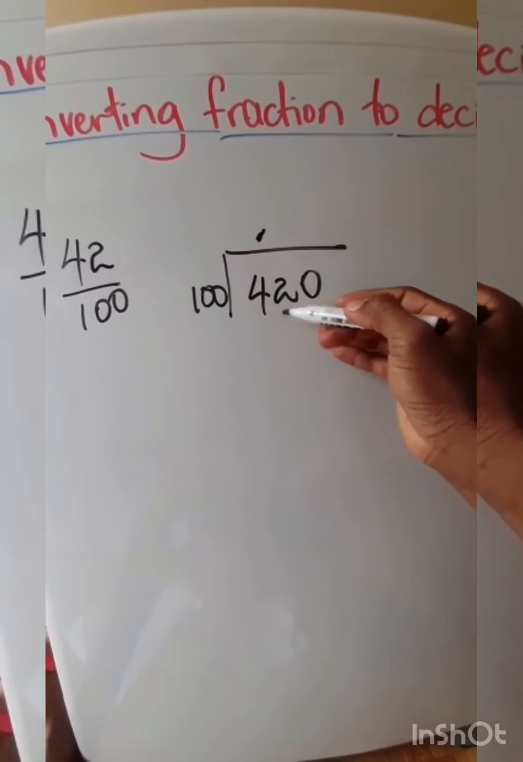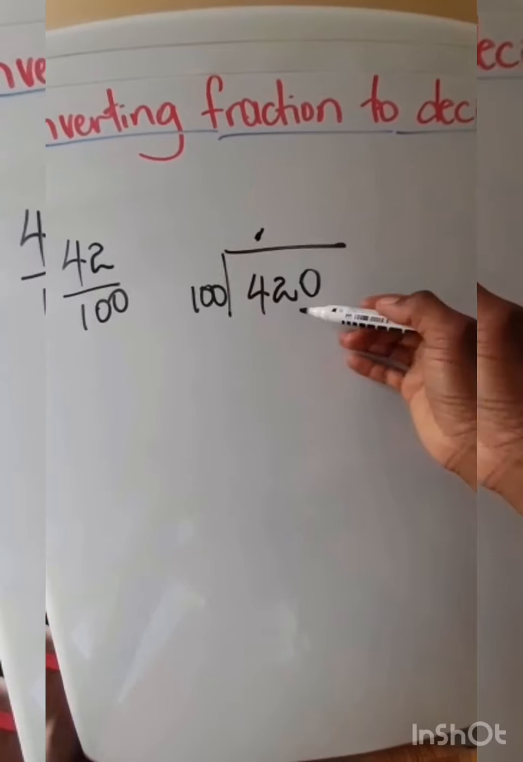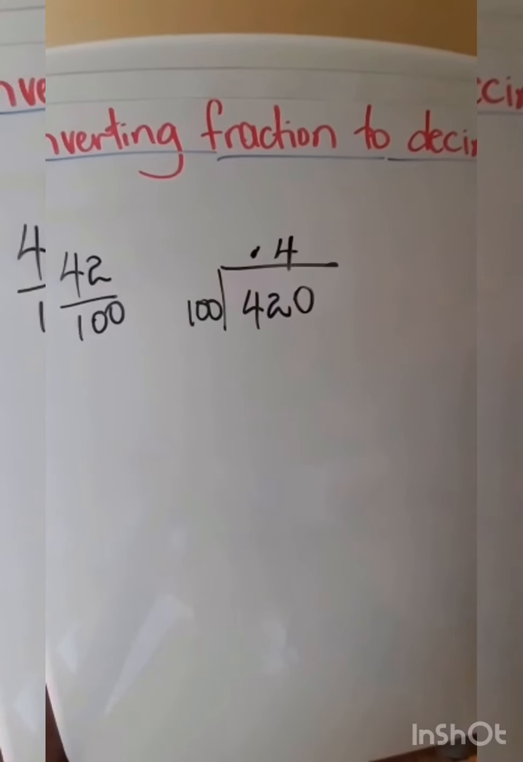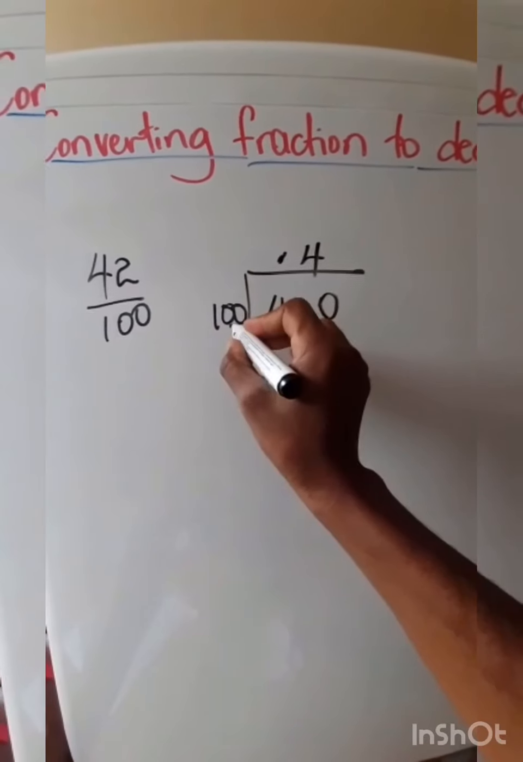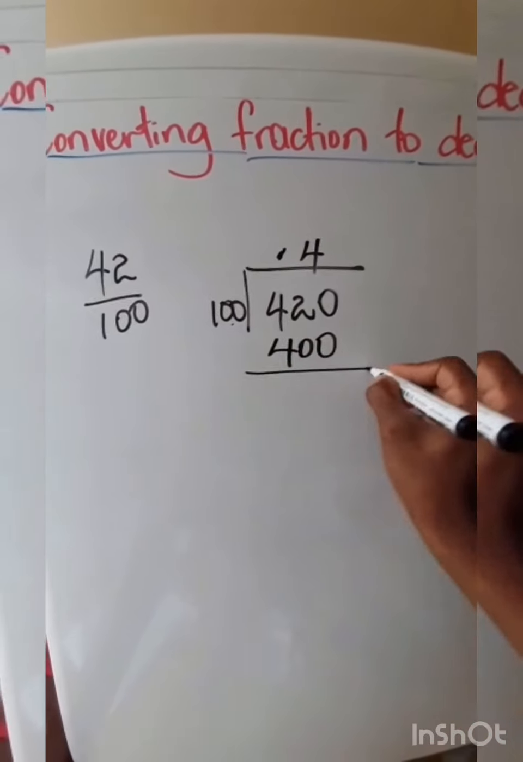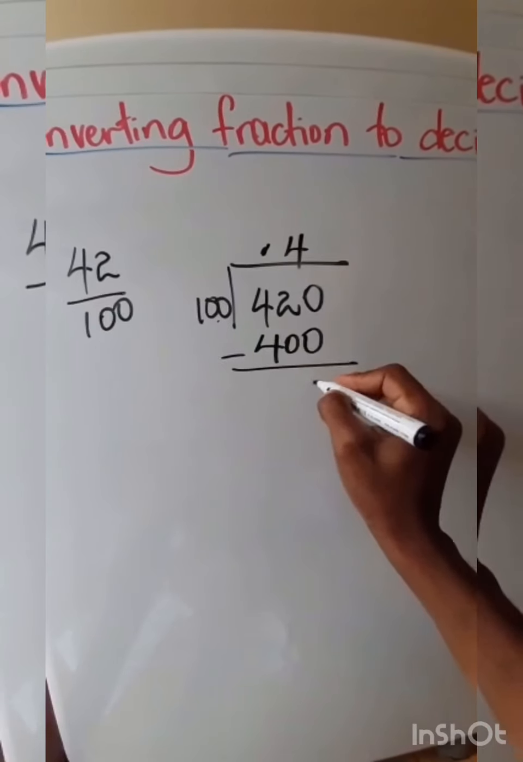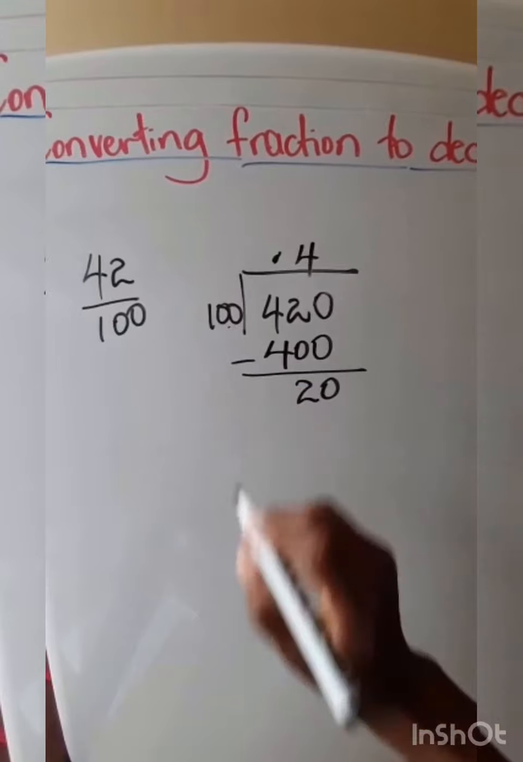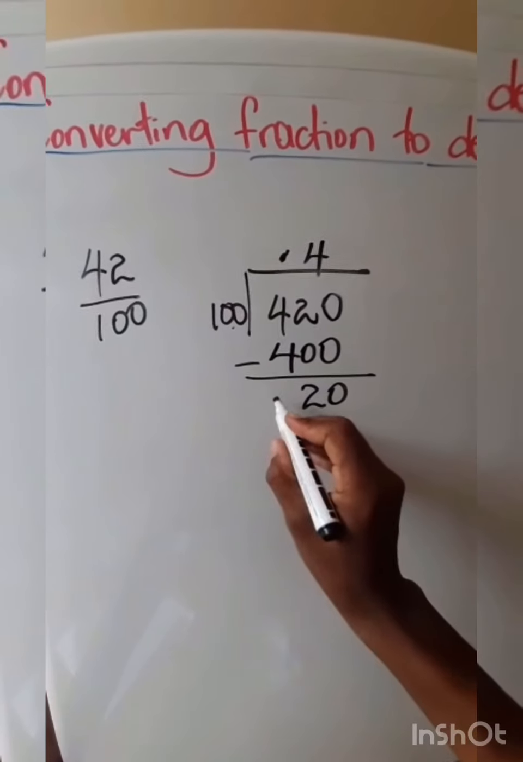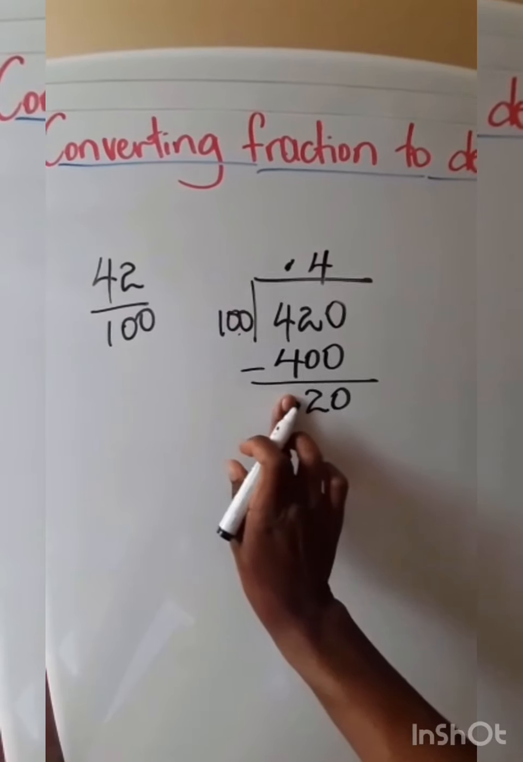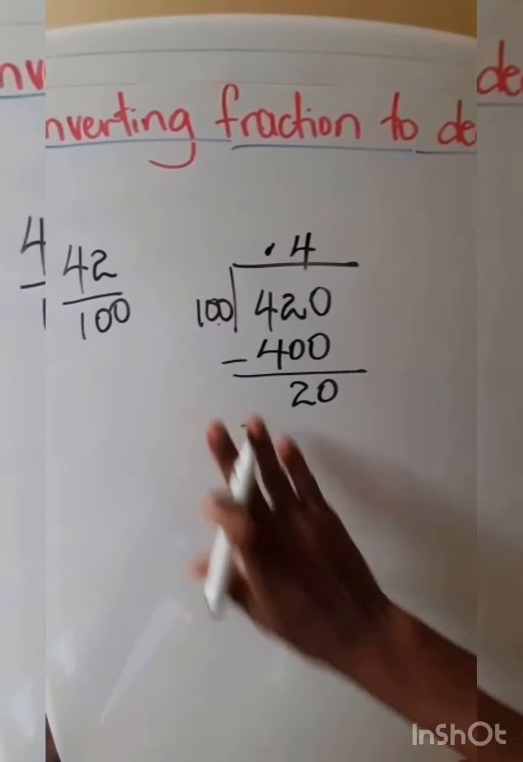Now, how many times can 100 go into 420? We know that's 4 times. 4 100s give us 400. We multiply and we get our 400. 0 from 2, leave 2. And we end up with a 0 right there. I don't want to put anything here because I don't want to mix you up, so I leave it blank.